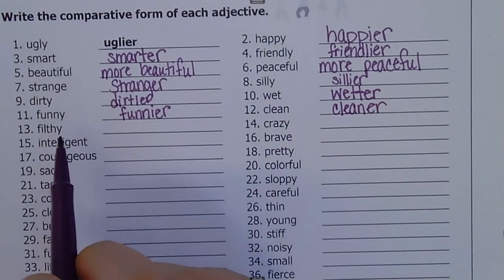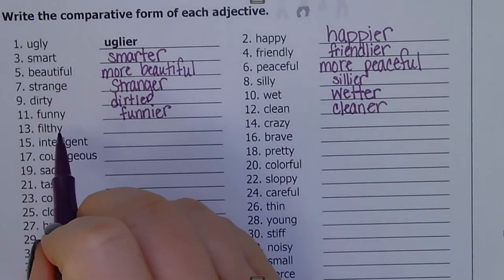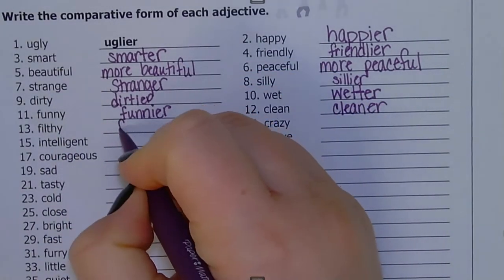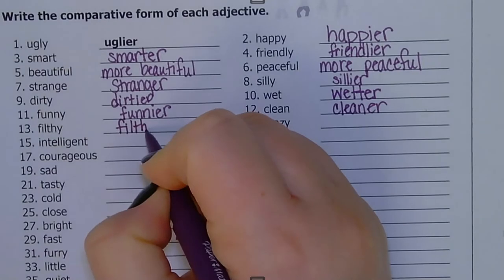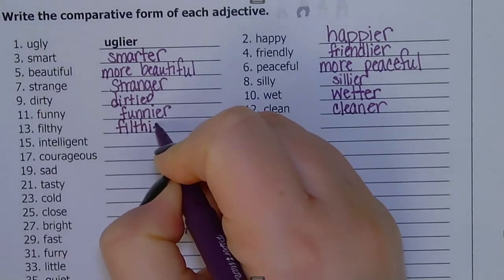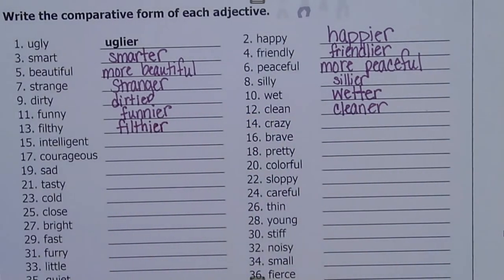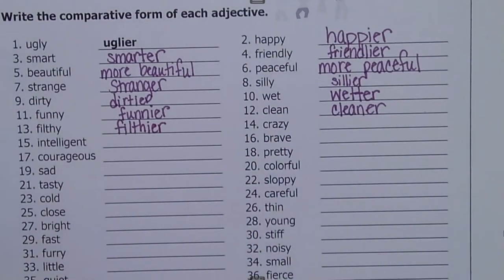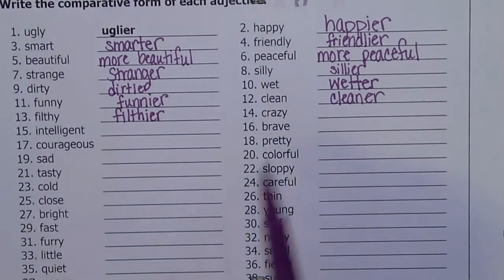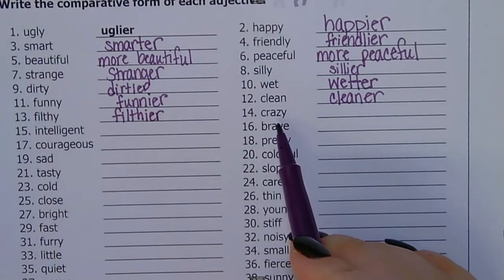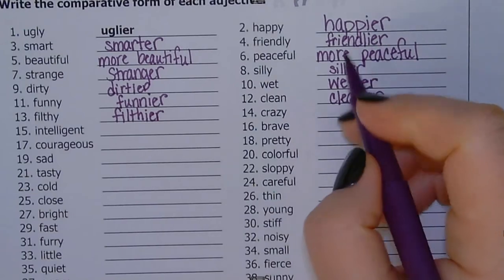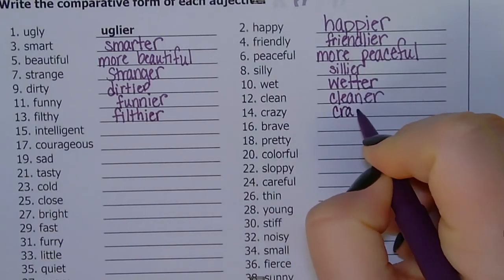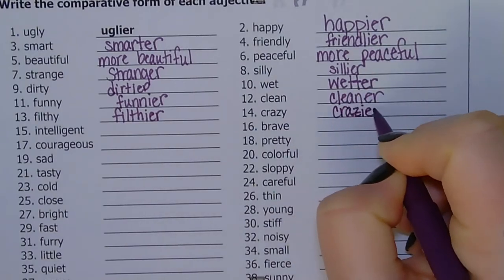Your car is filthier than his car. This ends in a Y. Filthier. Filth. Change the Y to an I and add ER. Okay. Crazy. Your dog is crazier than our dog. Again, you're going to change the Y to an I and add ER.